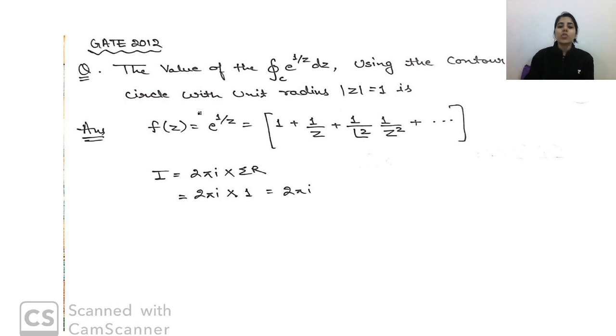So right now the question is: the value of the integral, that is the integration over the closed contour C of e to the power 1 upon z dz, using the contour C of the circle with unit radius, that is mod z is equal to 1, is. So the value of the integration over the closed contour C of e to the power 1 upon z dz using the contour C of the circle with unit radius is.